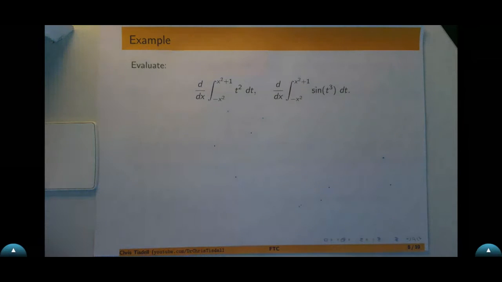The third sort of level here is, well, what do you do when there's functions of x in both the integral signs? Okay, there's a question from Abdul Rahman. What if the function we put on top of the integral is not differentiable?